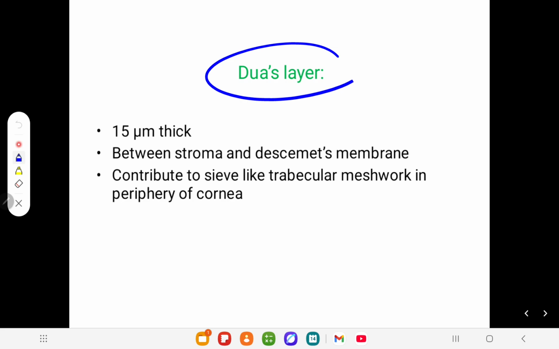So let's talk a little bit about Dua's layer. It is about 15 micrometers thick, between the stroma and Descemet's membrane. It is called the fourth layer, because the first layer is the epithelium, then Bowman's layer, then the stroma, and the fourth is Dua's layer. It contributes to the trabecular meshwork in the peripheral cornea, and it is a very strong layer as far as I know.